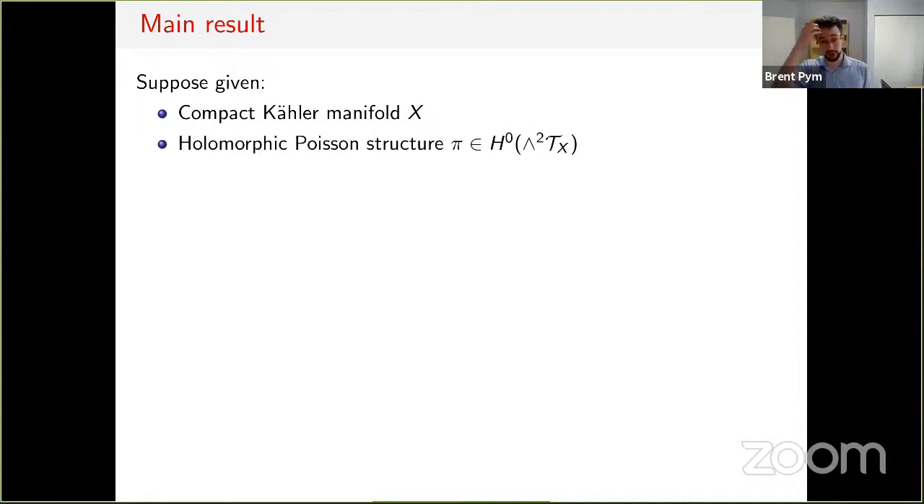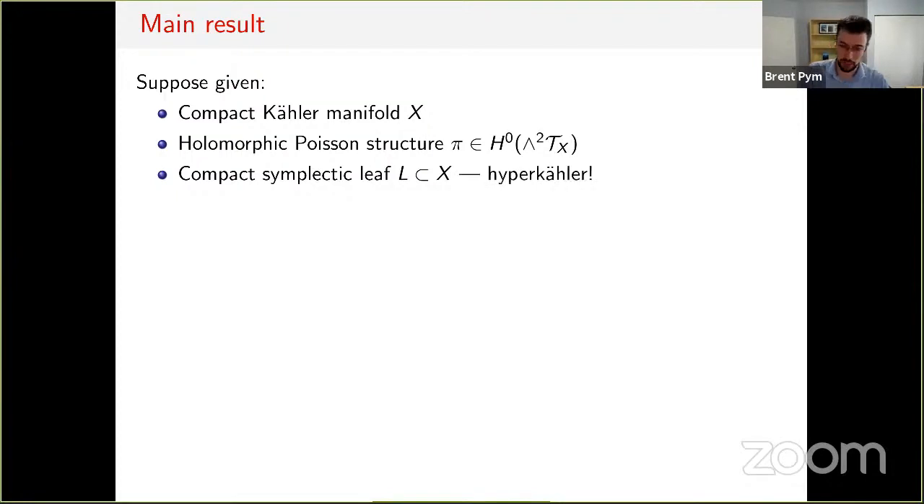So here's the main result. Let's suppose that we have the following. We have a compact Kähler manifold X. We have a holomorphic Poisson structure on this compact Kähler manifold. And it has a compact symplectic leaf. Okay. So maybe it's worth mentioning that a compact holomorphic symplectic Kähler manifold is in fact a hyper-Kähler manifold. So these are very, very special objects.